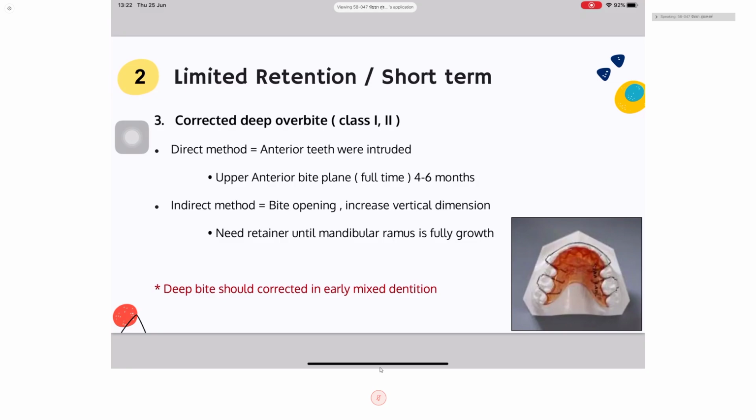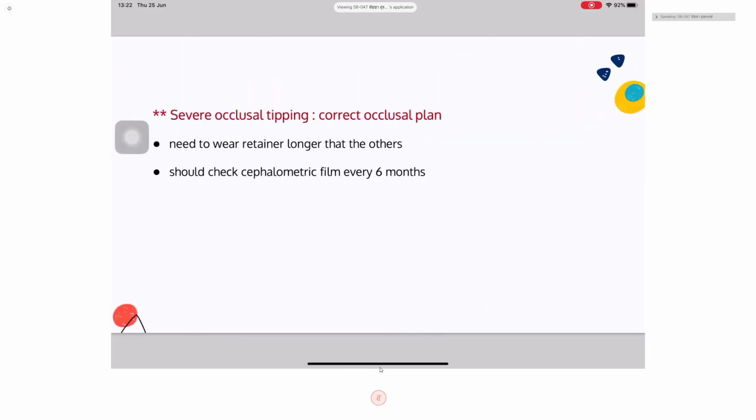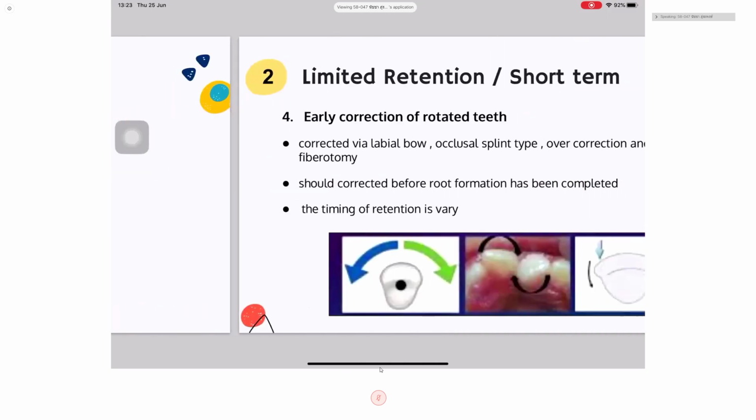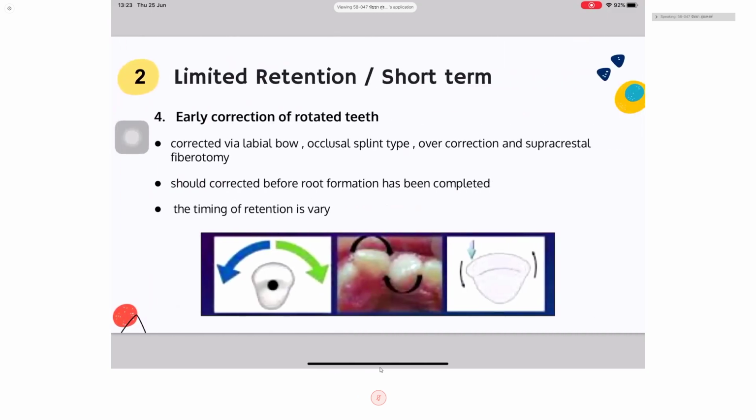Important suggestion: a patient with deep bite should be corrected in the mixed dentition. 3. Patients that have severe occlusal tipping need to wear a retainer longer than the others and should have a cephalometric film checked every 6 months. 4. Patients that need early correction of rotated teeth to their normal occlusion, corrected via labial bow, occlusal spin overcorrection or supracrestal fibrotomy, should be corrected before root formation has been completed. The timing of retention varies in each case.